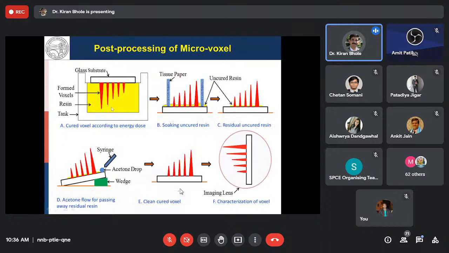The voxels which are formed by energy exposure are then taken out. We get the meniscus form that has to be removed, and that is removed by a process which we have developed, which is simple in nature. We take tissue paper and soak up the uncured resin, and then we put this glass plate on some kind of wedge and put on some acetone or IPA solution, and because of that we get a clear voxel structure, and then they are ready for characterization under the optical microscope.